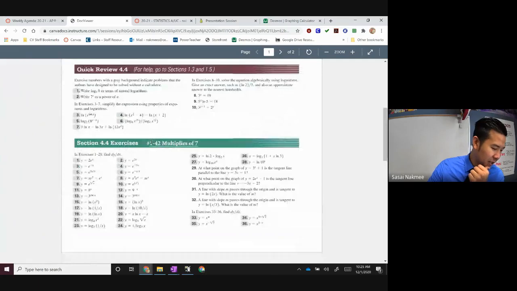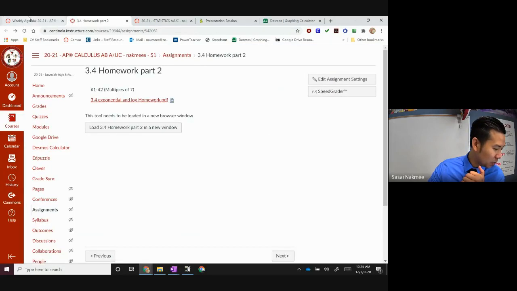And I tried to title it with what numbers you need to do. So for example, for this one, you only have to do numbers 1 through 42, but do multiples of 7. So you do number 1, number 7, 14, right? And so on and so forth. Oh, that's beautiful. 3 to the cotangent of x. That's a fun one. So go ahead and get this done, right? 3.4 homework part 2.